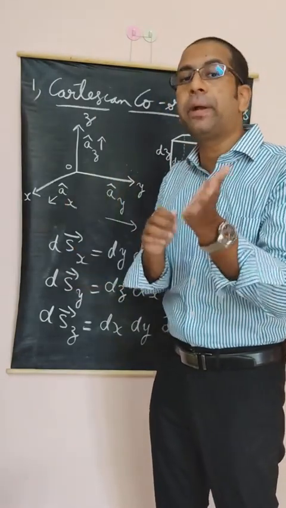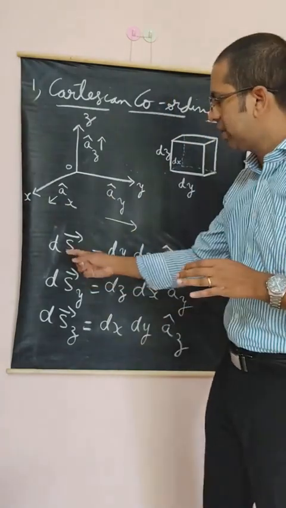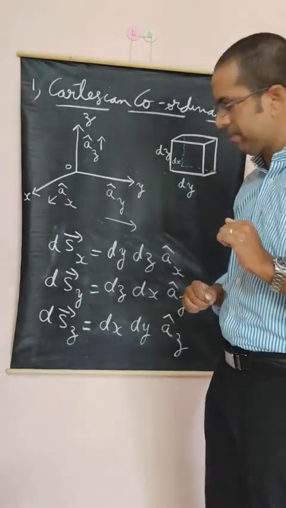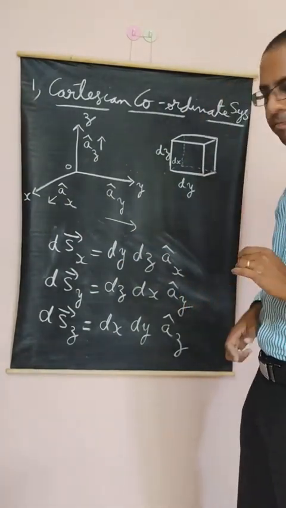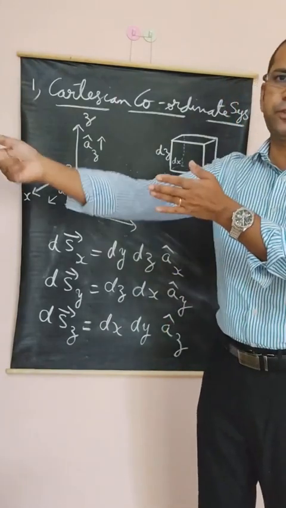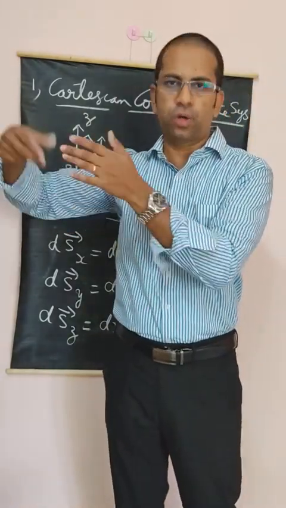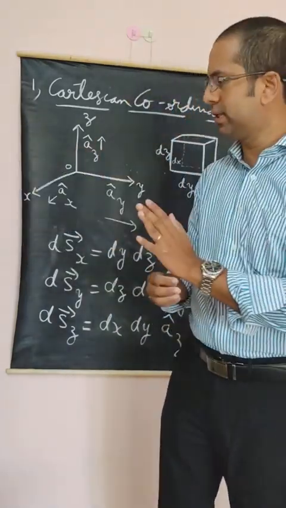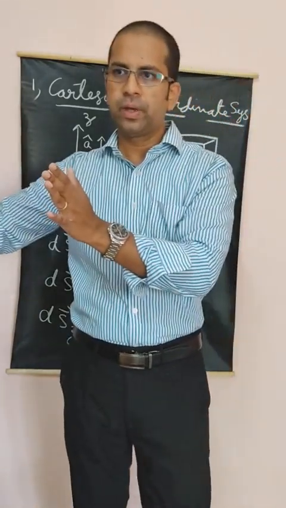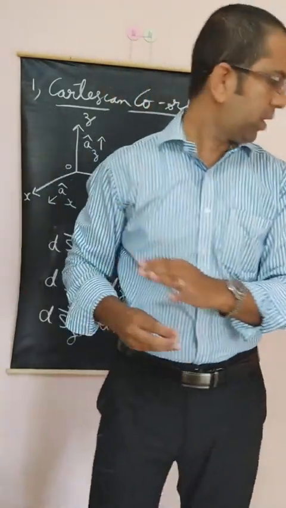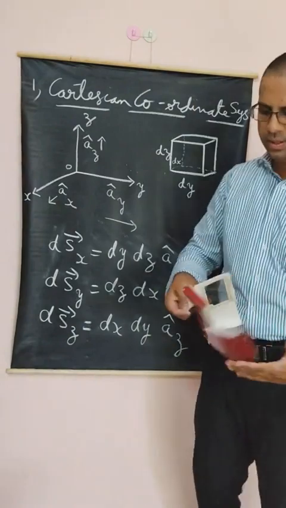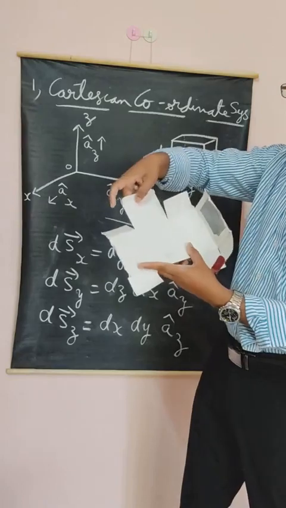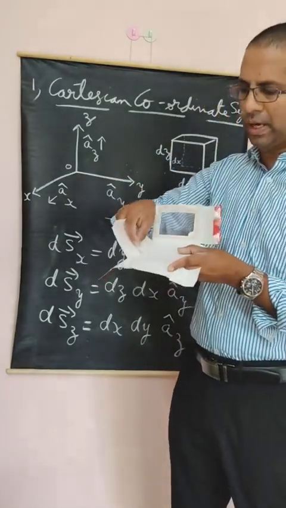The surface area is perpendicular to the x direction. Hence, d vector sx is equal to dy into dz into base vector x. Similarly, if I talk about the left side wall, my right side of the wall, or your left side of the wall, if I take the example, let's say you have something written on that particular wall.